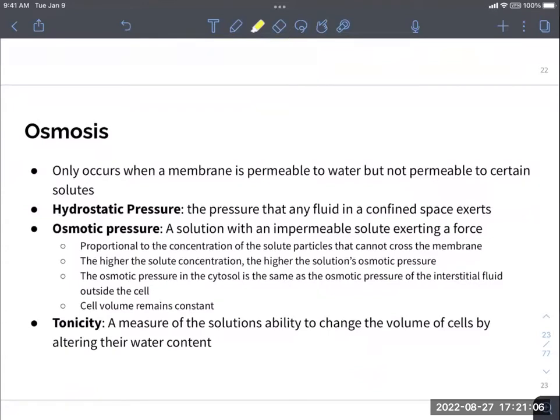Osmosis only occurs when that membrane is permeable to water, but not permeable to some solutes. Because of this, it causes hydrostatic pressure, which is a pressure applied on any fluid that's in some kind of confined space. And we also have what is called osmotic pressure. It's when a solution with an impermeable solute is exerting a force.